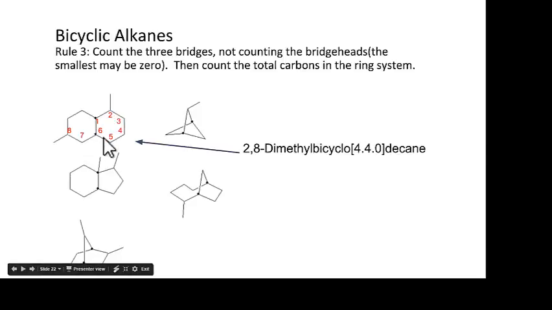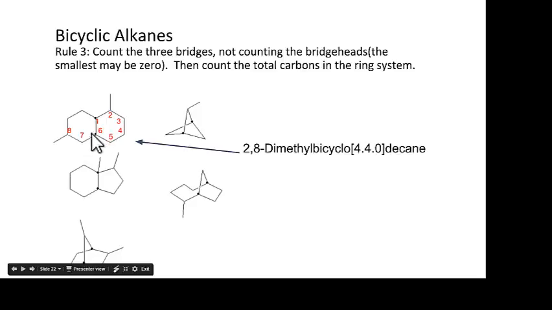If we started here, we'd have to go all the way around there, and we wouldn't get to the first branch point until carbon number 1, 2, 3, 4, 5. Or if we started here and went this way, 1, 2, 3. Or if we started here and went this way, 1, 2, 3, 4. So this is the bridge you want to use, and that's the direction you want to go. So 1, 2, 3, 4, 5, 6.